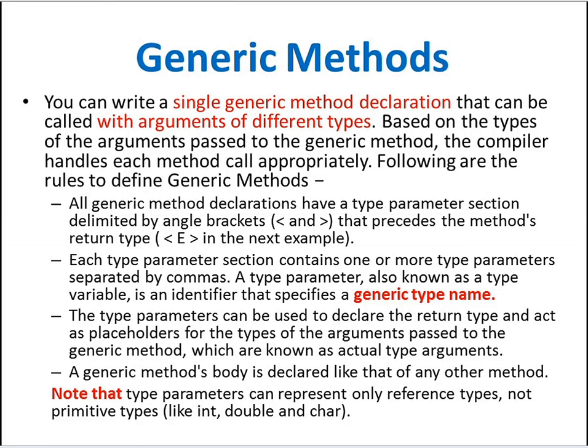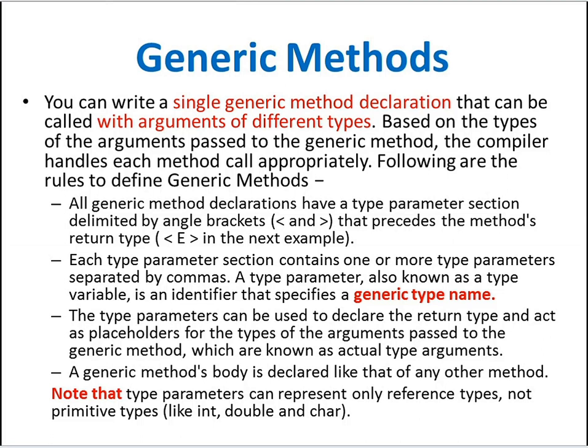Following are the rules to define the generic method. All generic method declarations have a type parameter section delimited by angle brackets. If you remember the template function, in the same way we are going to write the code here in a generic method: the type parameter section precedes the method return type, and then comes the name of the method and then the parameters.